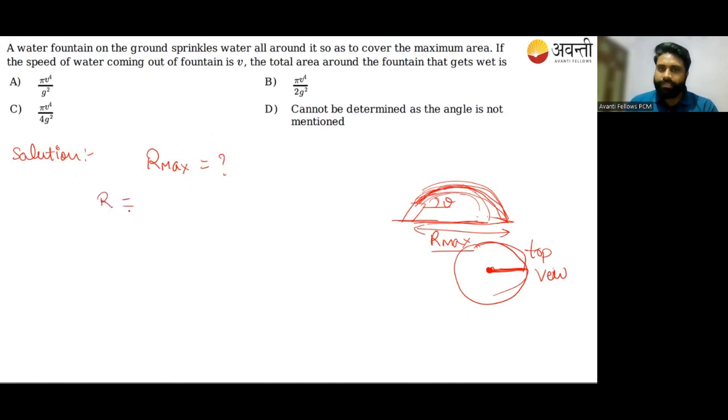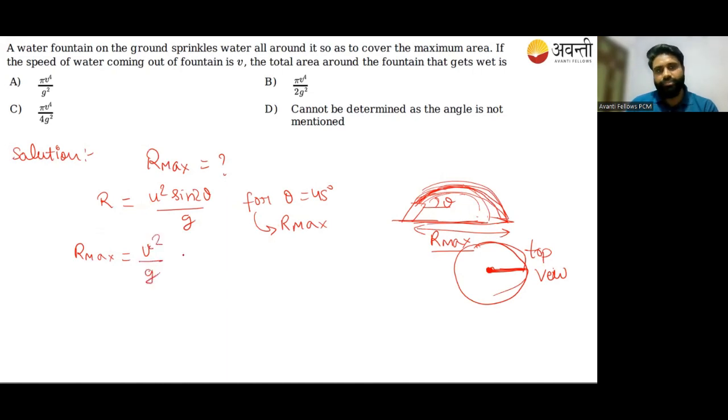What is the formula for range? It is projectile motion, I have told you earlier. It is u square sine 2 theta by g. For theta equal to 45 degrees, we have the maximum range. So put this here. R max we have as u square by g, and the velocity given here is v, so we take it as v square by g.